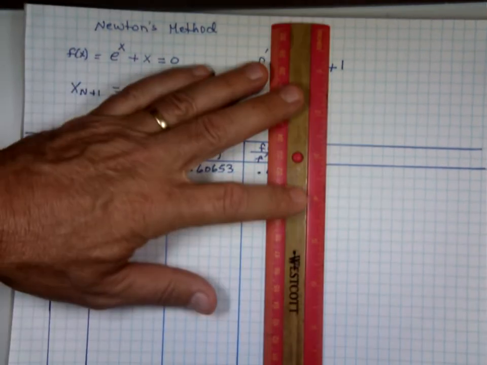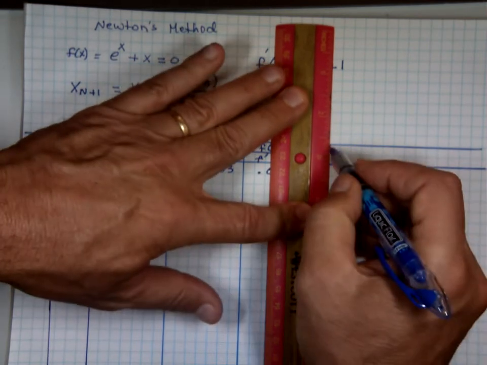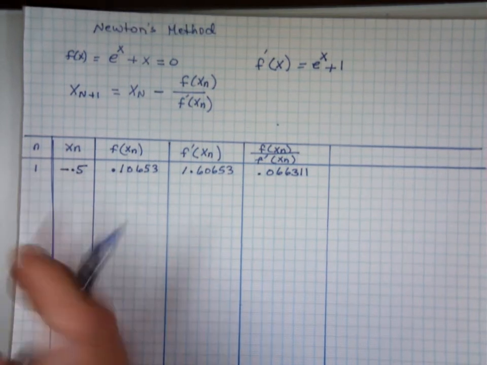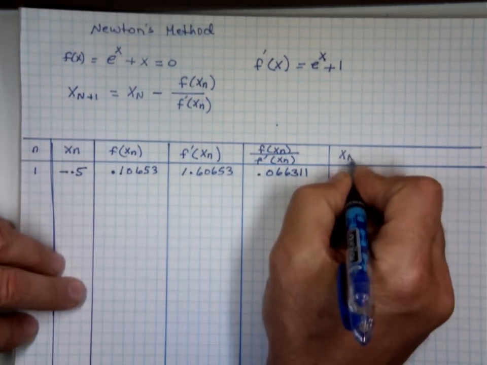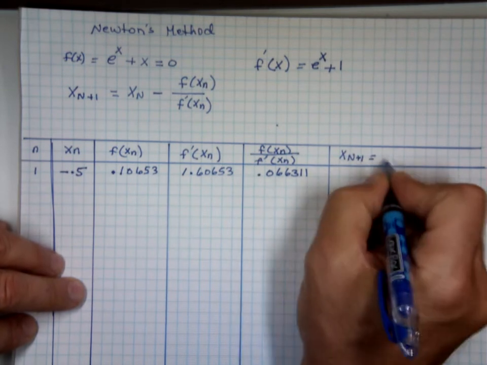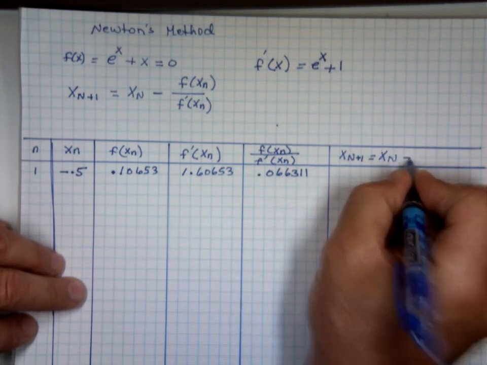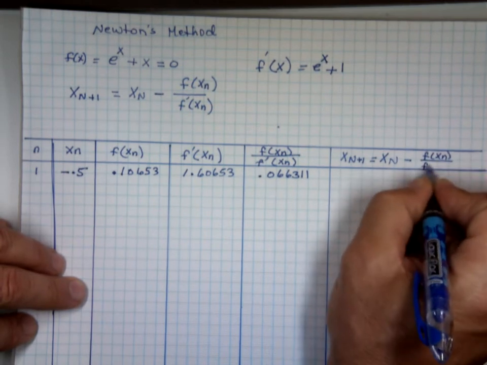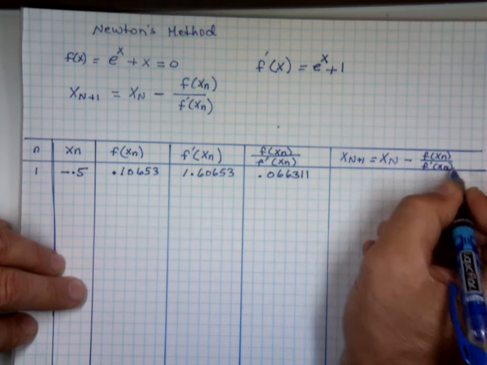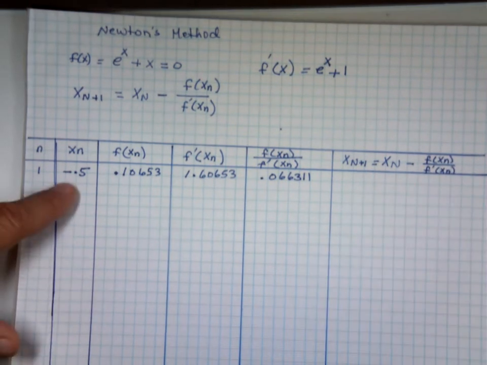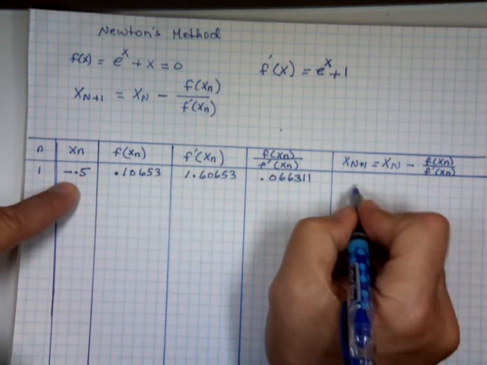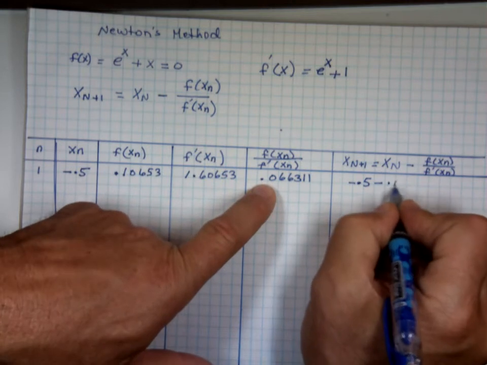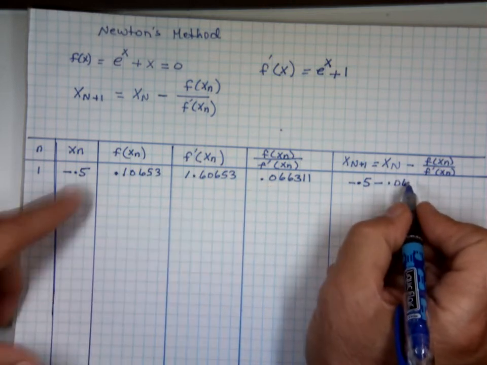Then my next value, I should test. So we realize this is not an answer. Negative 0.5 is not an answer. My next number should be the previous one minus f of x of n over the derivative of x of n. So the next number should be the negative 0.5, which is x of n, minus the answer from this.